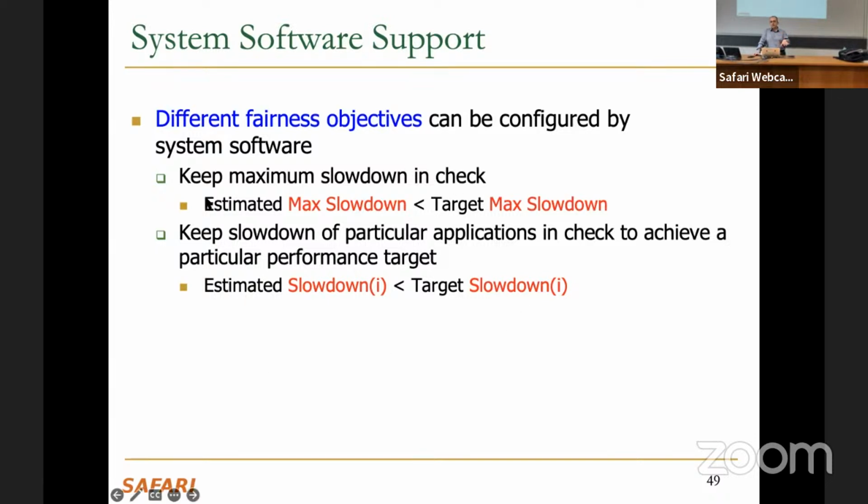Sometimes all applications are the same. I mean, you can treat them the same, so you can consider the max slowdown and just try to consider that as a fairness technique. There can be other techniques as well.